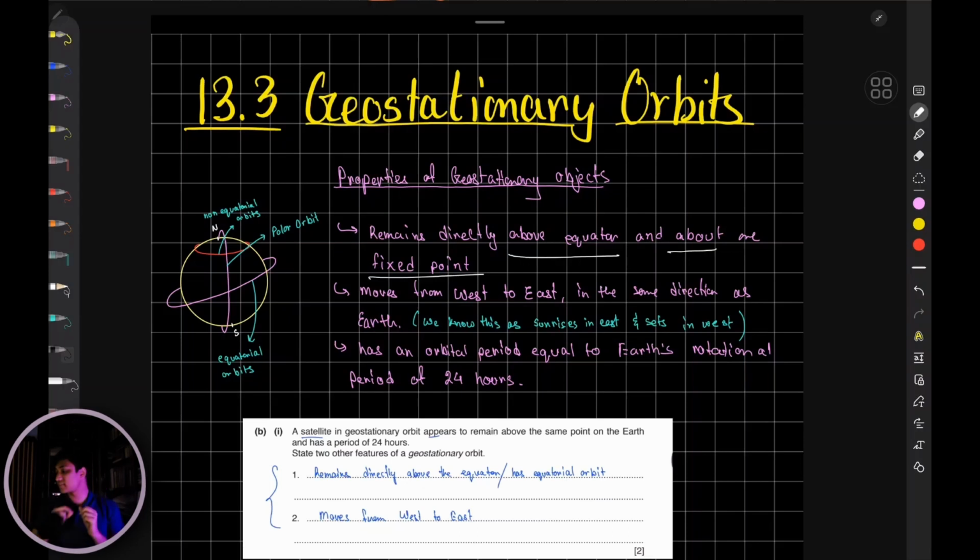Now, note one thing. This point that I mentioned, this fixed point, needs to be on the equator. It needs to be on the equator. If it is in any other position rather than the equator, then it's not going to be in geostationary orbit. Why is that the case?